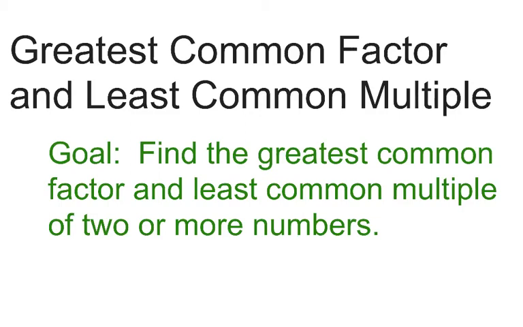Today we're going to review finding the greatest common factor and least common multiple. Our objective, or our goal, is to find the greatest common factor and least common multiple of two or more numbers. So in previous tutorials, you've learned how to find the greatest common factor by listing factors and using prime factorization. In addition, you've learned how to find least common multiple by listing the multiples as well as prime factorization.